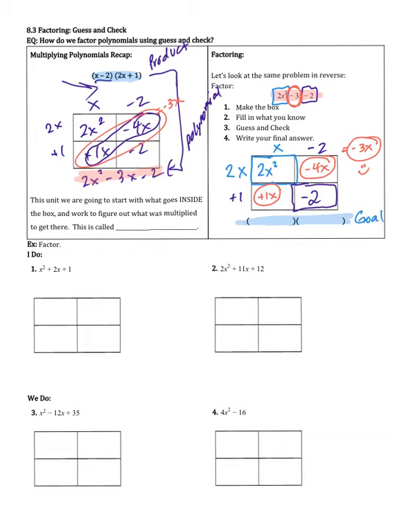And now I'm going to write my final answer. And my final answer are the binomials that are on the outside here. So 2x, that's really hard to read. Let's try this again. 2x plus 1 and x minus 2.